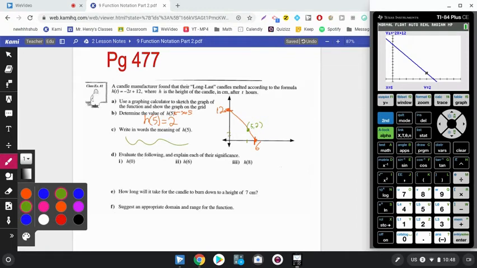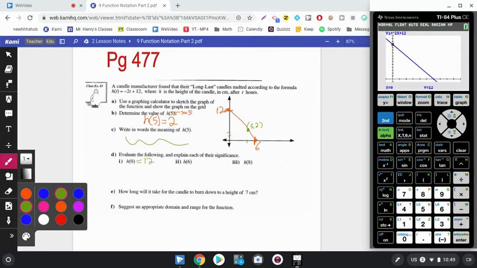Okay, D. Evaluate the following and explain their significance. Same thing. I'll find them. We'll actually find these, and then we'll just talk about their significance. I won't write it down. Maybe you could. Okay, h of 0. Again, that's an input. Second calc, value, x is 0. And you might be saying, oh, we already found this, right? There's a name for this. It's the y-intercept. The output is 12.